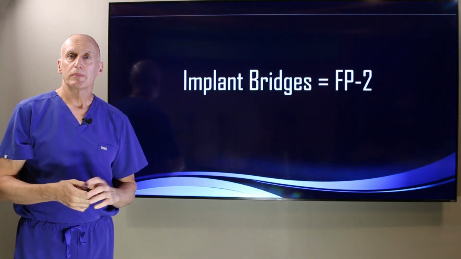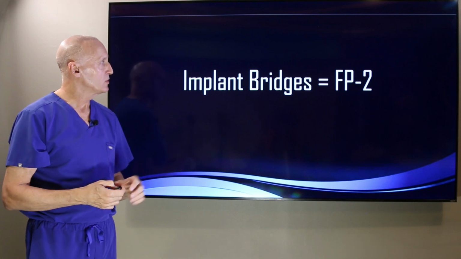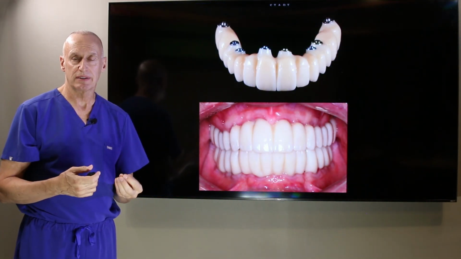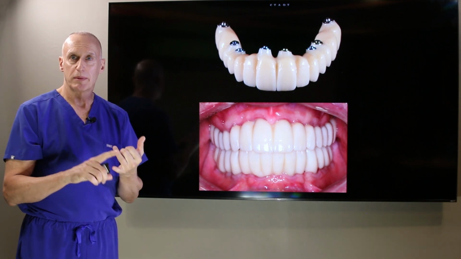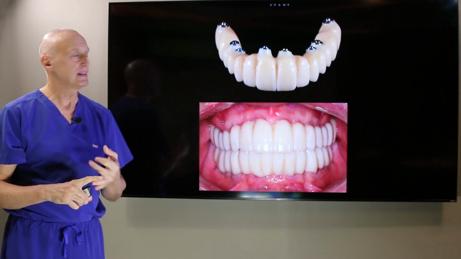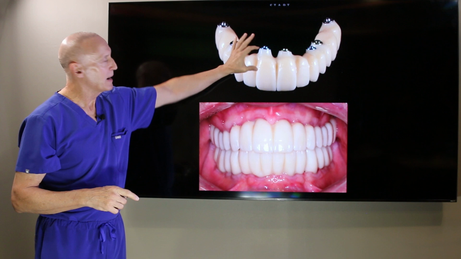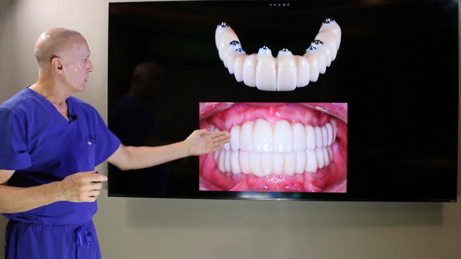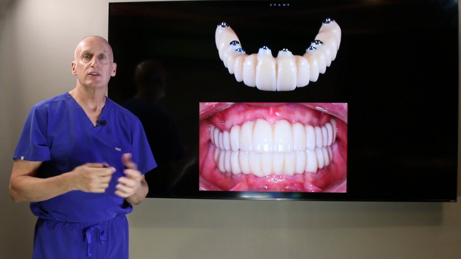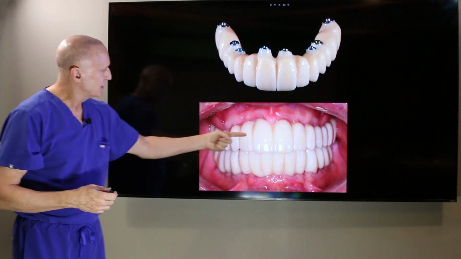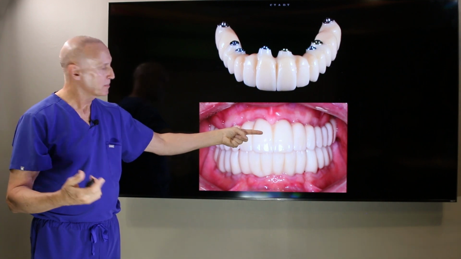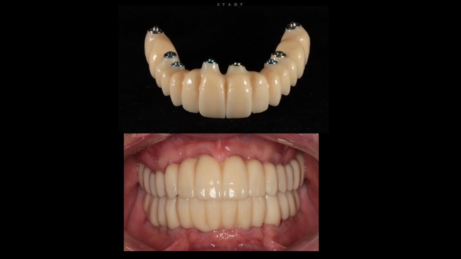Implant bridges can also be FP2. And FP2s look more like this, where you come into us and you're already missing some of your bone. Whether it be periodontal disease or some missing teeth, you're already missing some of that bone, but we're never going to take away bone in the upper arch. So all that means is your teeth are going to be a little bit longer. If this is the normal length tooth right here, that would be an FP1. An FP2 simply is a longer tooth.